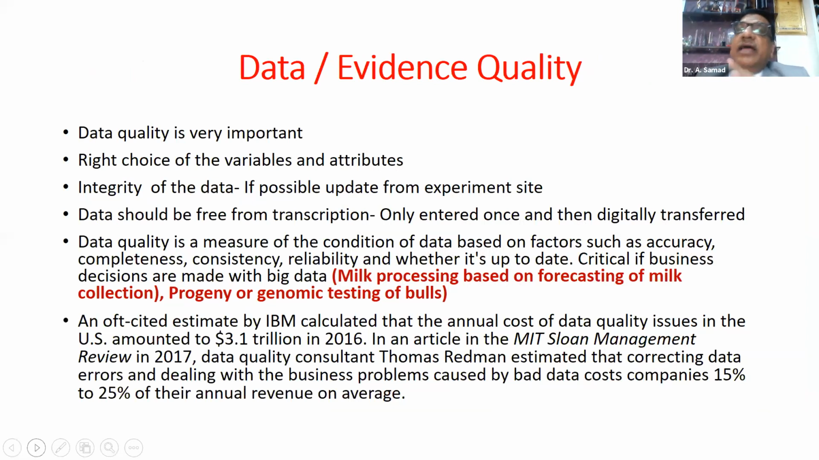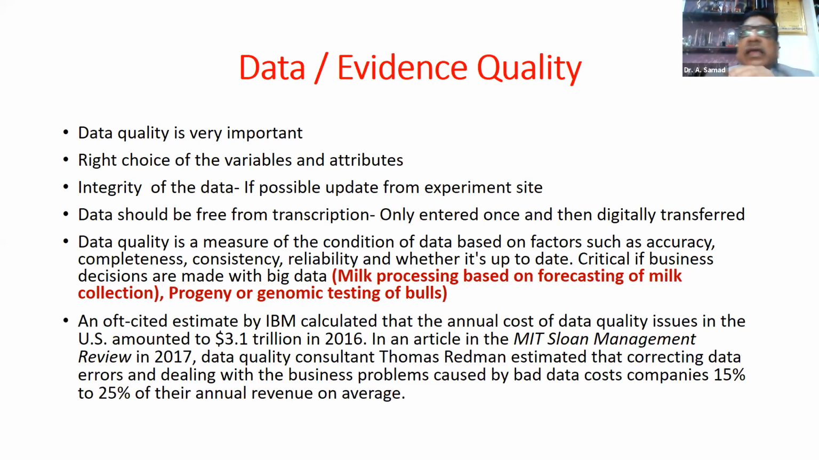Now, data quality, as I have said earlier, is important. If you want to have empirical research, then you have to be very sure of data quality. Data quality depends on the right choice of variables and attributes. So if you are focusing on a particular outcome, then you will have to think of all the possibilities as to what kind of data I should collect, and that data should be directly associated with the outcome. So that will determine whether the data collected is correct or not.